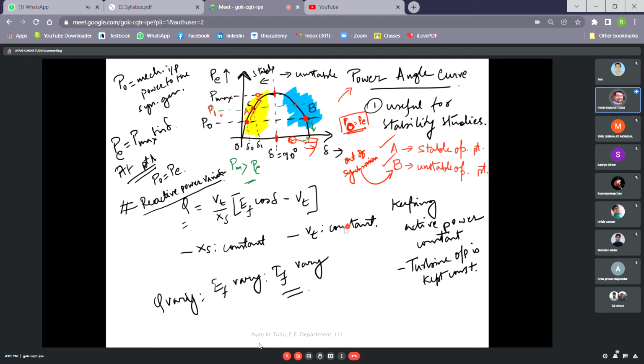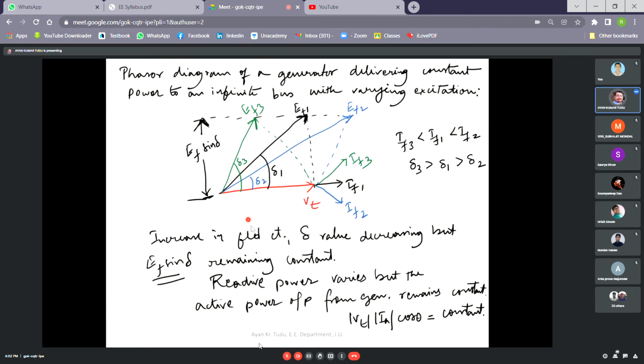So we are taking Vt equal to constant because this is connected to an infinite bus. And Xs is constant because Xs is a design parameter. Okay. So to change the reactive power, we have to vary the EF, that is the no load EMF, and that means we have to vary the field current IF. Okay, we have to vary the field current IF. So let us see the phasor diagram of a generator.